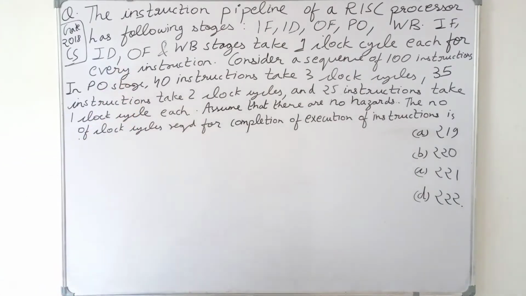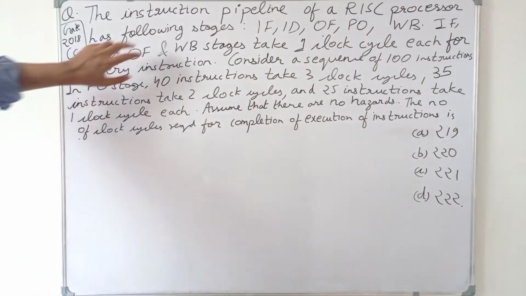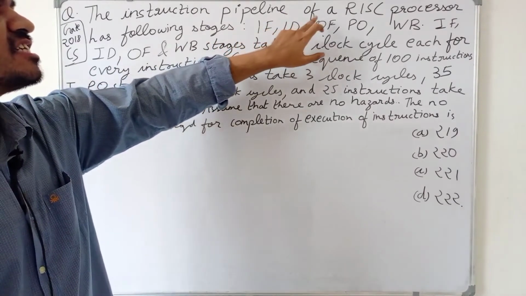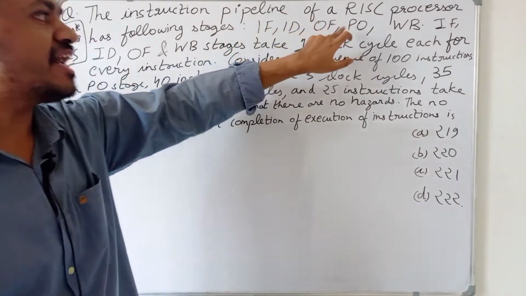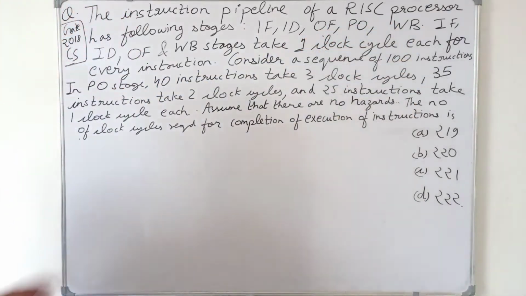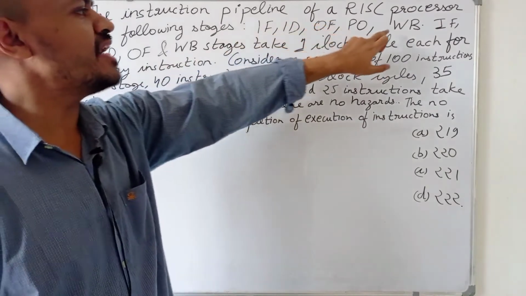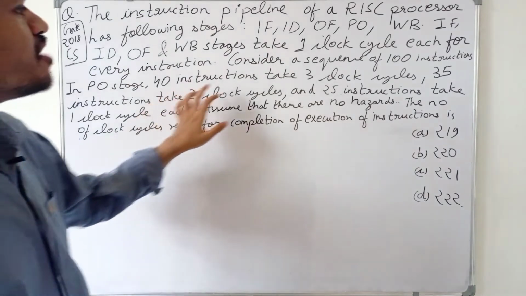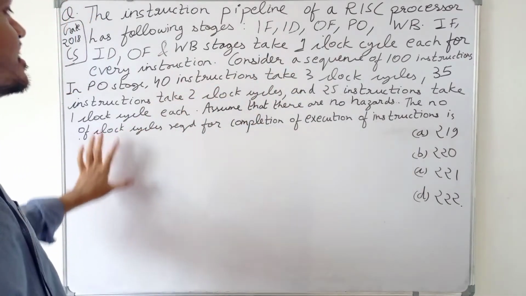It says that the instruction pipeline of a RISC processor has 5 stages: instruction fetch, instruction decode, opcode fetch, perform operation and write back. Now IF, ID, OF and write back take 1 clock cycle each for every instruction. Now we are given a sequence of 100 instructions.